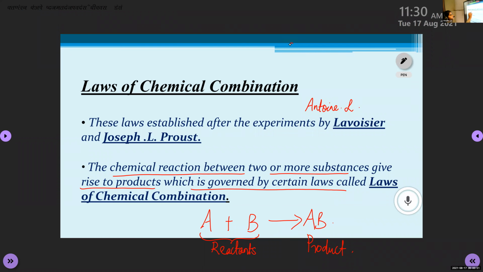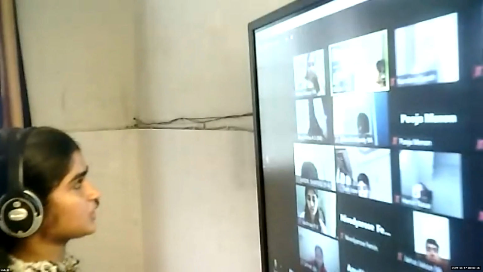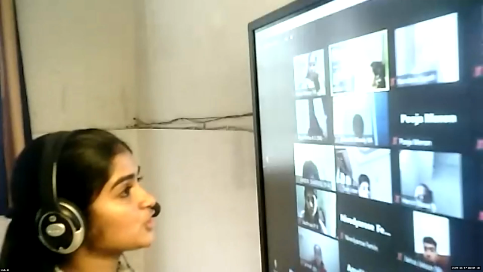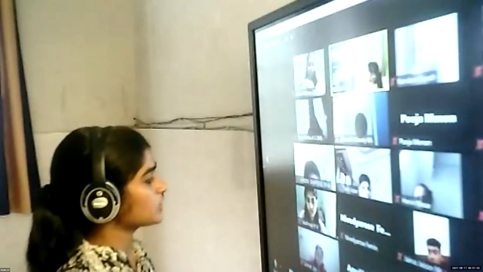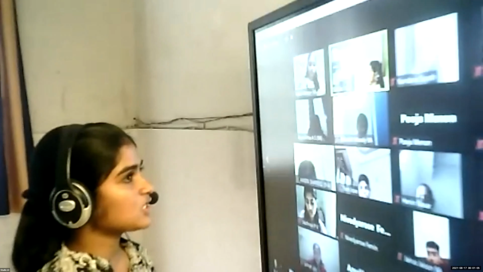Okay. Then there are two laws that come under the laws of chemical combination. The first one is the law of conservation of mass. The first law is known as the law of conservation of mass.